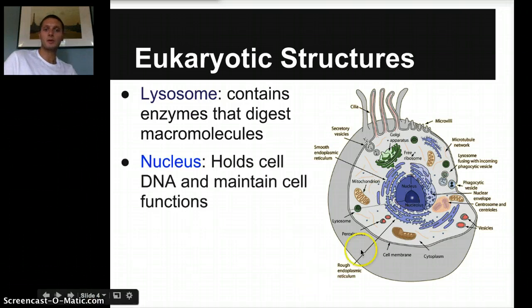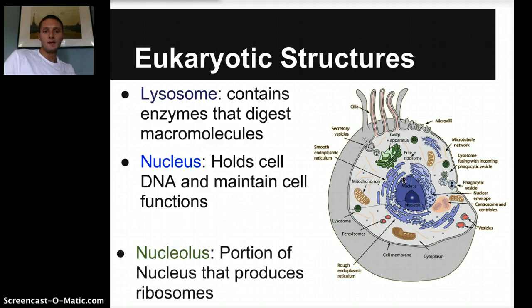The nucleus, as we mentioned, holds the cell's DNA, and by holding the cell's DNA, it helps to maintain the cell functions because the DNA is what ultimately is used to produce proteins, as we'll talk about, and those proteins kind of control and carry out the functions of the cell. The nucleolus, right here in the center of the nucleus, is a portion of the nucleus, and it's responsible for producing ribosomes. Ribosomes are what produce proteins, as we just discussed, and so obviously the nucleus then is a very important portion of the cell.